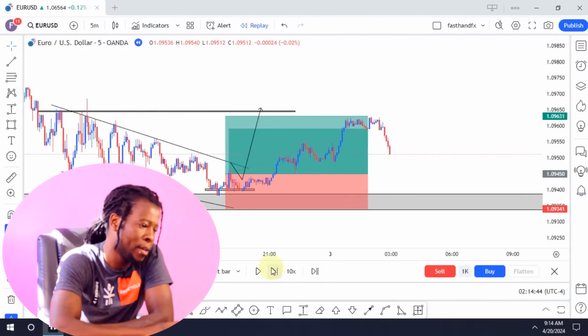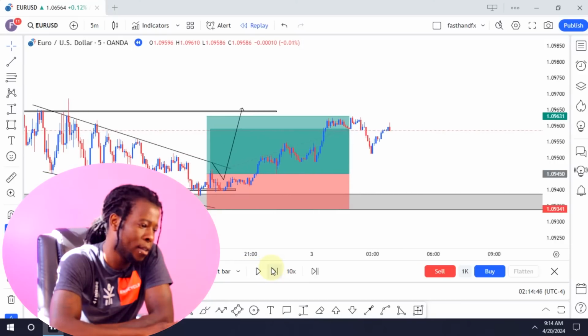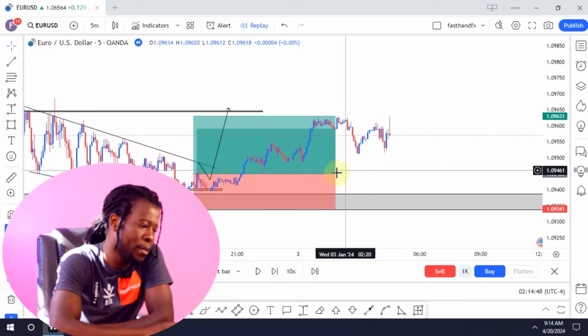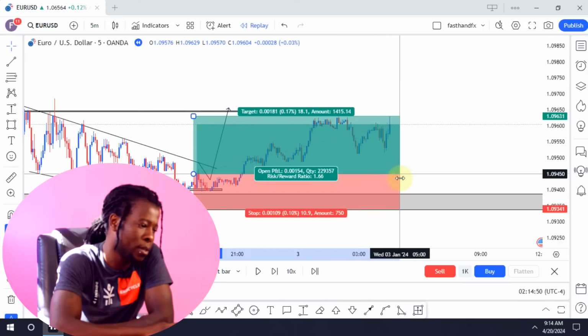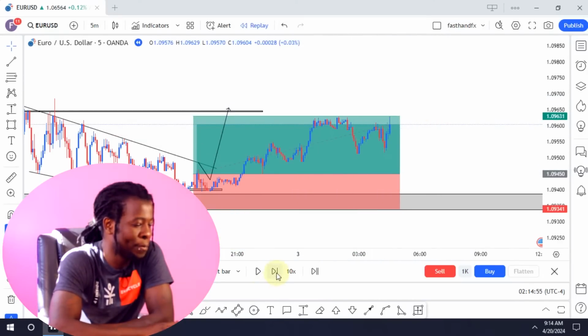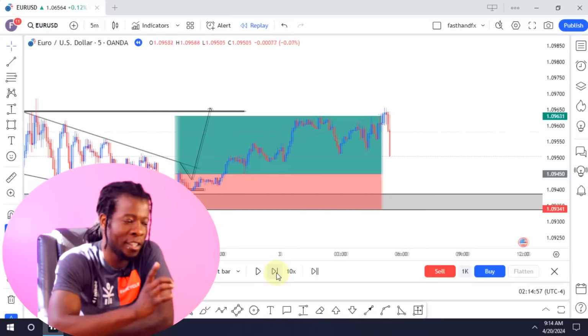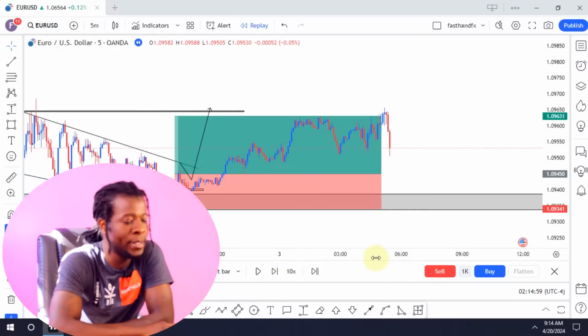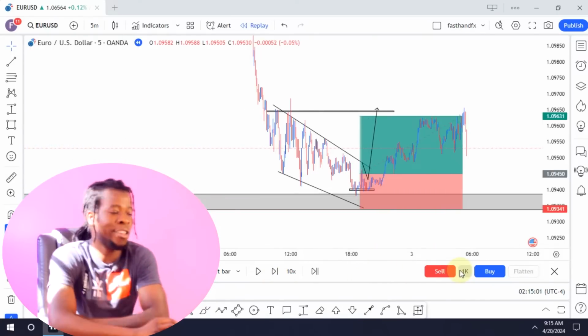Yeah, let me see, try to extend this. Of course, the price doesn't want to hit our take profit though. Then it was smashed. 20 pips, done, go home.